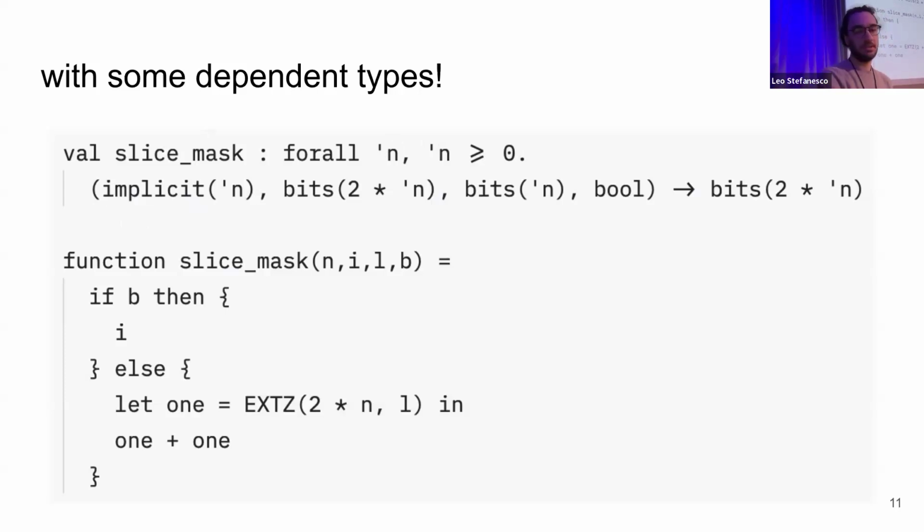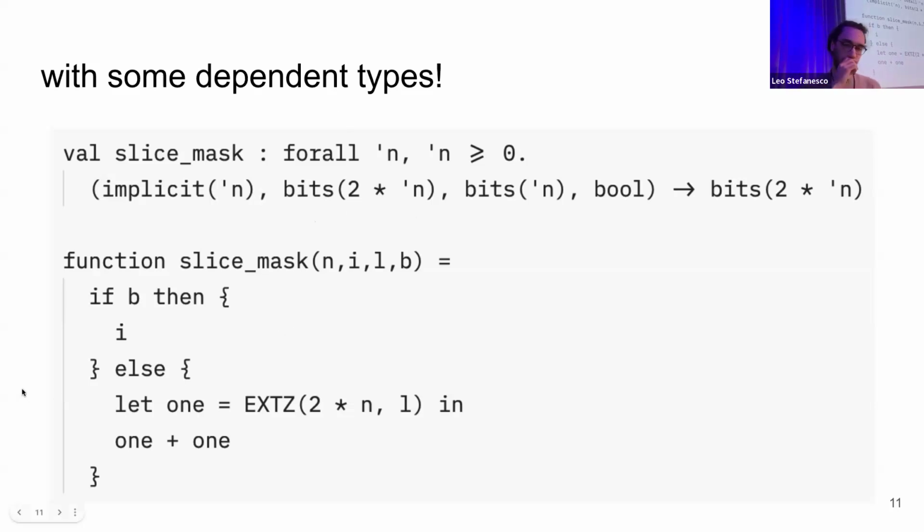So if we give an explicit value, like 5, then the compiler will realize that n is equal to 5. So that's how dependency is achieved in this language. And then we can have some computation. For example, we can say the second parameter is a bit vector of type 2 times n, and the third parameter is a bit vector of type n, and so on.